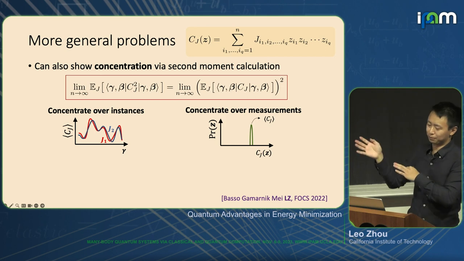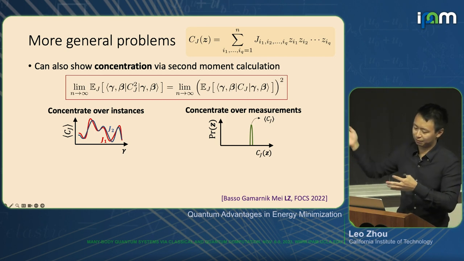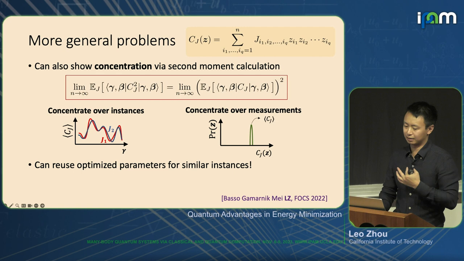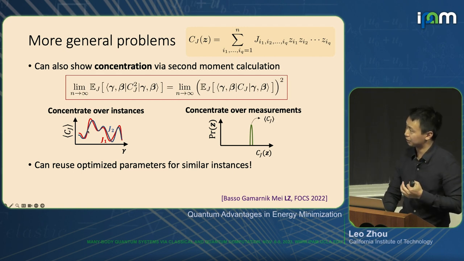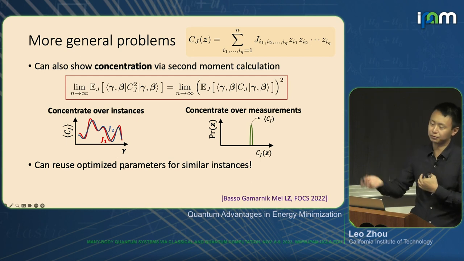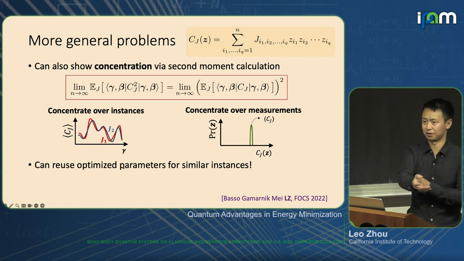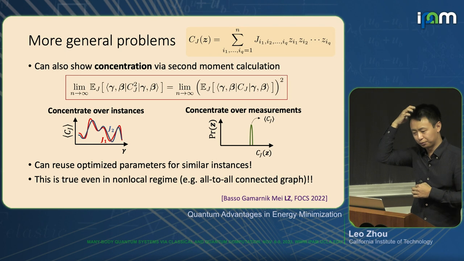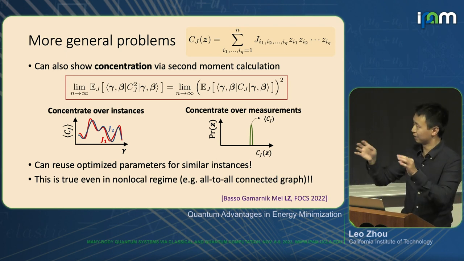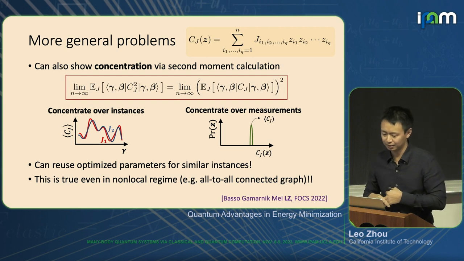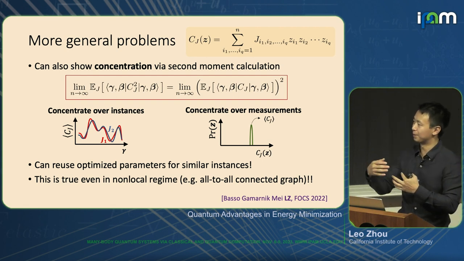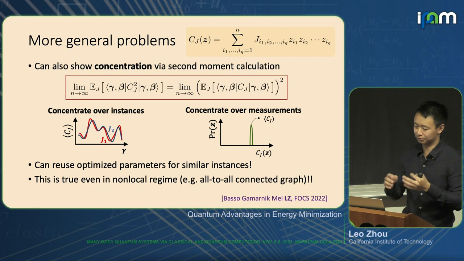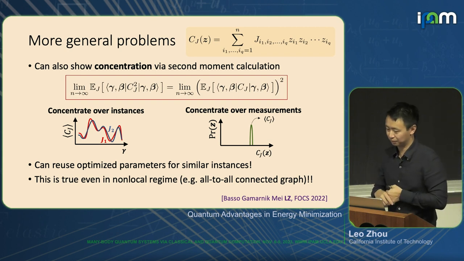This points to the possibility that you can also use this type of ansatz to prepare, say, excited states, if you care about them. But it also implies that, because the energy that you get for different instances concentrates, you can reuse optimized parameters from one instance for another. This is what I meant by predicting parameters earlier. And this is true even in a non-local regime, as I mentioned, because here we can do this calculation for all-to-all connected spin glasses. This is a big improvement over previous results, where you rely on the graph being sparse and having local light cones. So this is a much more powerful result.